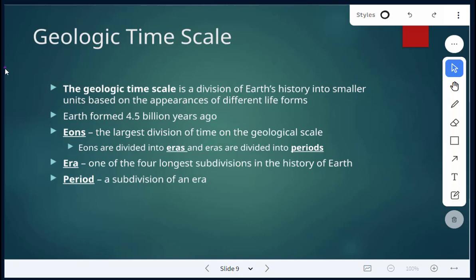So the geologic timescale is a division of Earth's history into smaller units based on the appearances of different life forms. Earth formed 4.5 billion years ago. Some of the divisions here: eons are the largest division of time on the geological scale. Those eons are divided into eras, and then eras are divided into periods. An era is one of the 4 longest subdivisions in the history of Earth. And a period is a subdivision of an era.